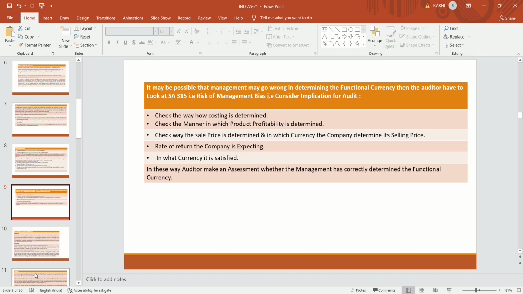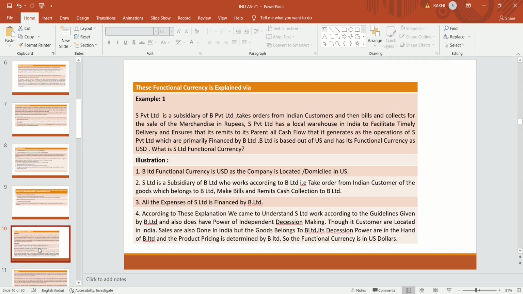The rate of return: in which currency is the company expecting to get the rate of return? In which currency will the company satisfy all its conditions? So the auditor will check. In this way the auditor makes an assessment whether the management has correctly determined the functional currency. And this gives us proper guidance on how to find out the functional currency. These functional currencies are explained via an example.